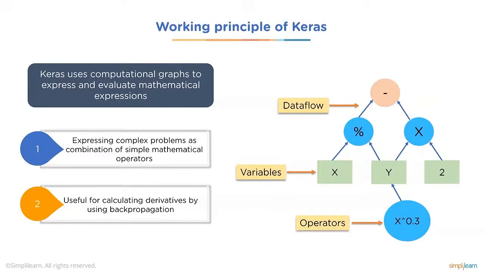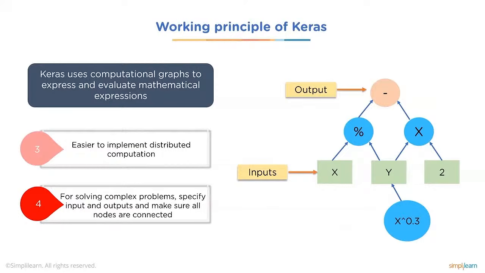So if we're dealing with neural networks, when we send the error back up to figure out how to change it, this makes it really easy to do that without banging your head and having to hand write everything. It's easier to implement distributed computation, and for solving complex problems, you specify inputs and outputs and make sure all nodes are connected. And so this is really nice, as your layers are going in there, you can get some very complicated different setups nowadays, which we'll look at in just a second. And this just makes it really easy to start spinning this stuff up and trying out the different models.